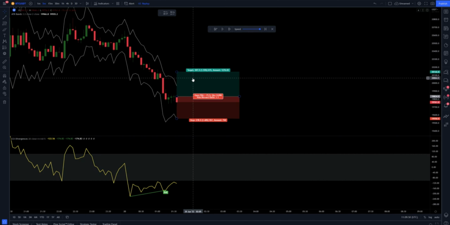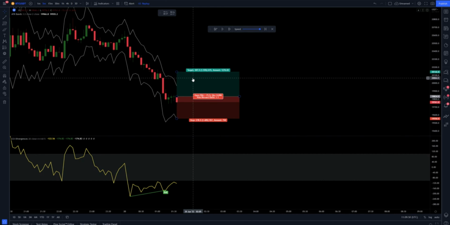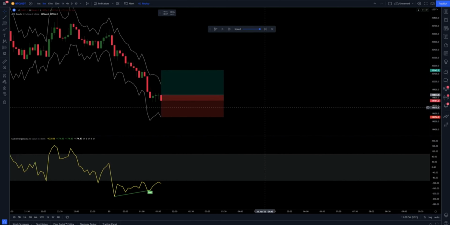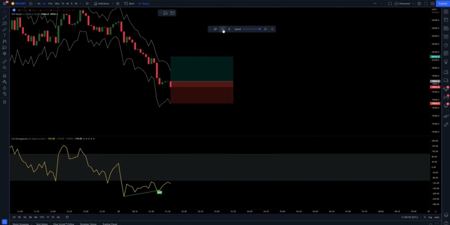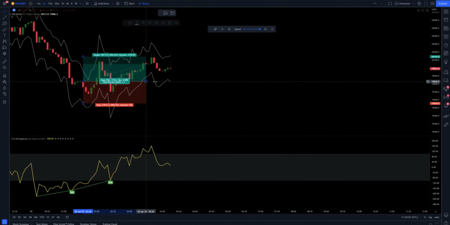Now combine that with an EMA crossover. EMAs, especially the 20 and 50 period, are great at showing trend shifts. When the fast EMA crosses above the slow one, you're seeing fresh trend momentum. And when that crossover happens, just as the CCI breaks above plus 100 or below minus 100, that's when we strike. The crossover tells us the direction, the CCI tells us the timing.